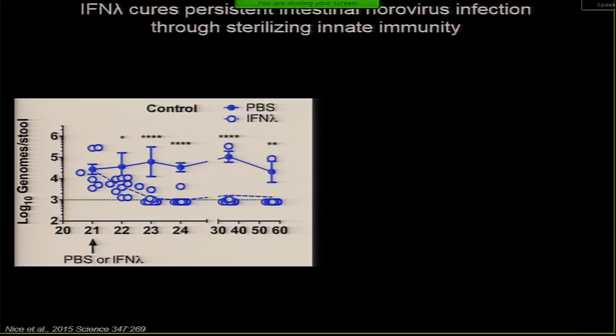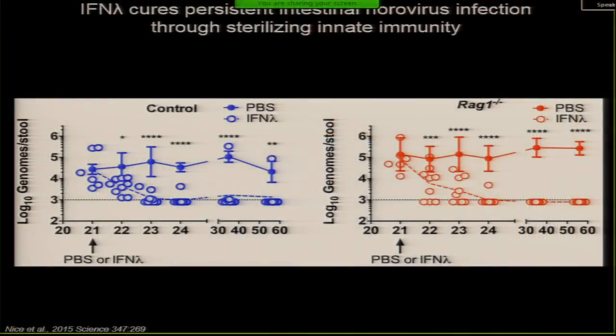So we did the experiment of trying to cure the infection in normal mice. And now we're allowing the persistence to be established, and then the interferon lambda is curing. So we're clearing persistent infection. Now, of course, in the absence of the adaptive immune system, since adaptive immunity is required for sterilization of tissues, and that's what I've been teaching for the last 20 years, if you do this experiment in a rag knockout mouse, the interferon lambda is not going to work. Works perfectly well. The innate immune system is capable of sterilizing tissues from infection, so there is sterilizing innate immunity.